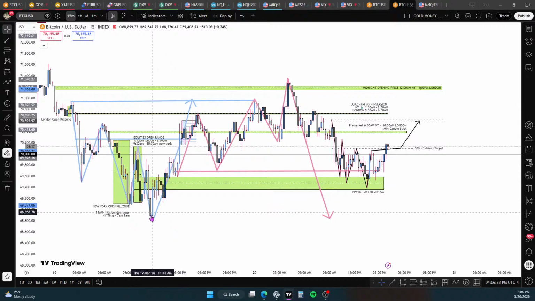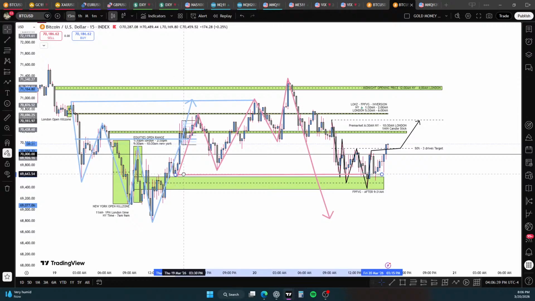Because price is forming a higher high and then a higher low. Sorry, a higher high, a higher low, and then a higher high, higher low. So then this would be the low. But yeah, that does work.